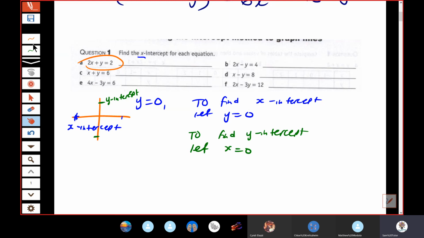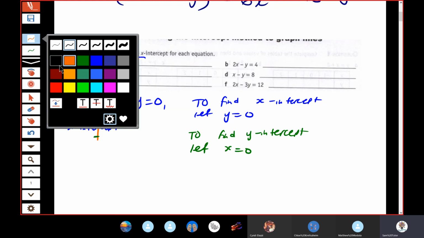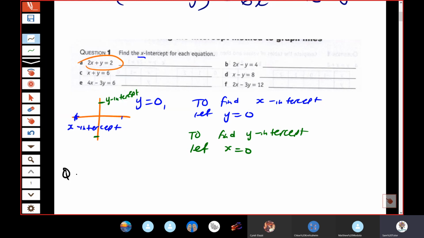And then we're going to start with question 1a. Question says, find the x-intercepts for each equation. So 2x plus y equals 2. How do I find the x-intercepts? You let the y value equal to 0.